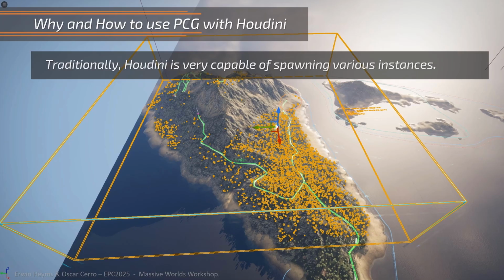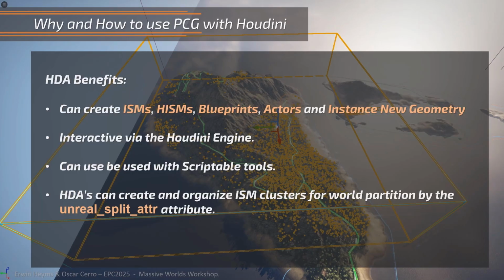Now, before we go into PCG, let's quickly talk about the more traditional method of spawning objects with Houdini, because Houdini is very capable of spawning various types of instances. So, as a quick rundown, there are some benefits to using Houdini. It can actually generate different types of objects, including instanced static meshes, hierarchical instanced static meshes, blueprints, any kind of actor, or even instance new geometry. Freshly made geometry by Houdini that can then be instanced throughout your map.